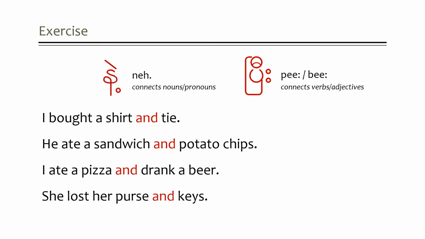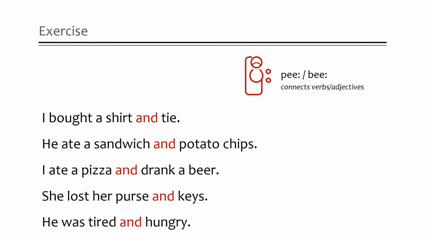In our fourth sentence, she lost her purse and keys. Which particle do you think we should use? Well, since it's two things she lost, a purse and keys, we'd use the ne particle. Let's look at our last sentence. He was tired and hungry. Okay, now, why did we use this particle? These are not verbs, but they're adjectives. They're handled the same way as verbs. So we would use the pi particle.